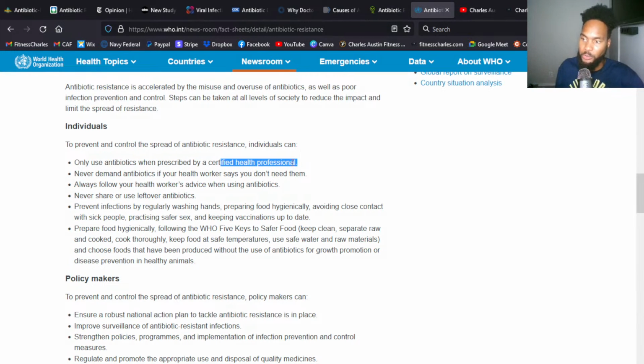Okay, so while this is true, I like to dissect this one a little bit. Just because the health professional is qualified, you still need to educate yourself on the medication and the illness that you're being medicated for, right? Don't demand antibiotics. Definitely don't do that.